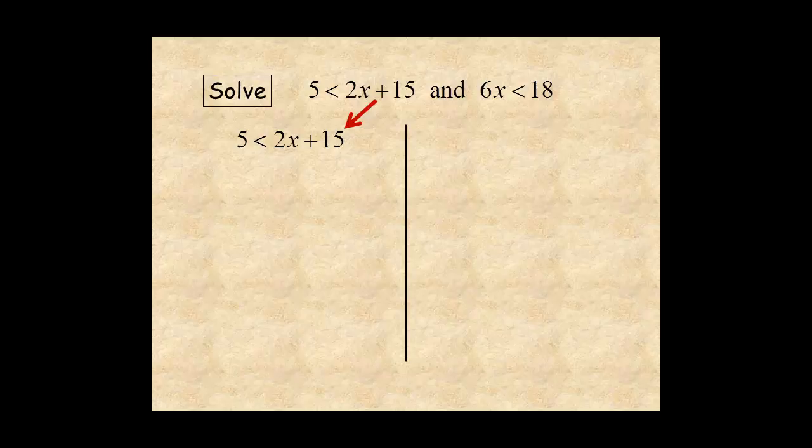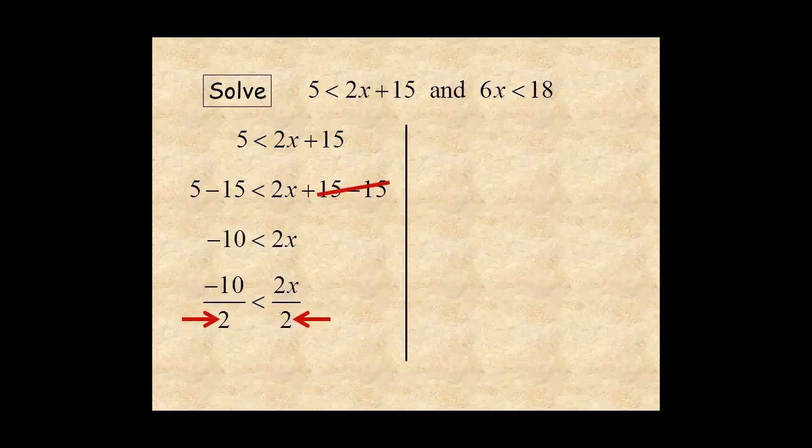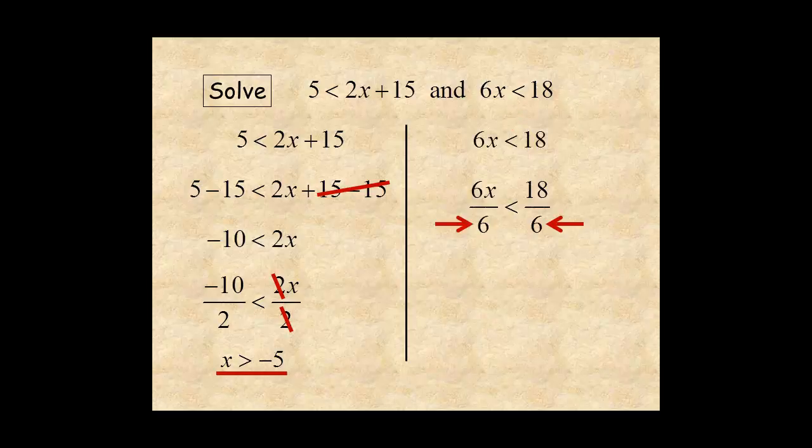Subtract 15 from both sides, for negative 10 is less than 2x. Then divide both sides by 2, for negative 5 is less than x. This is backwards, so turn it around for x greater than negative 5. On the right, divide both sides by 6 for x less than 3.